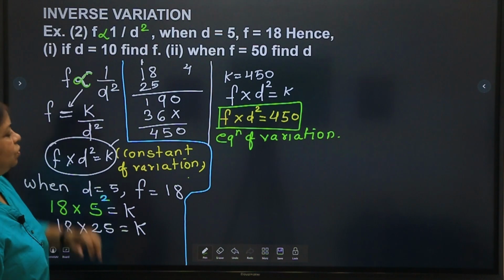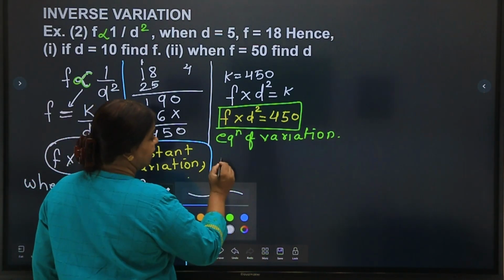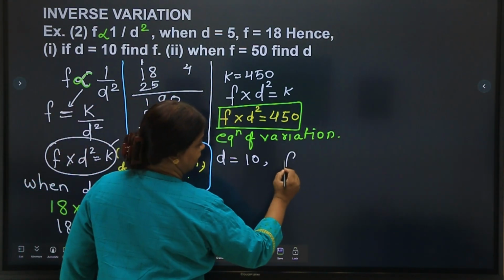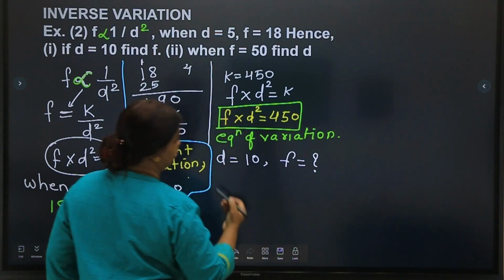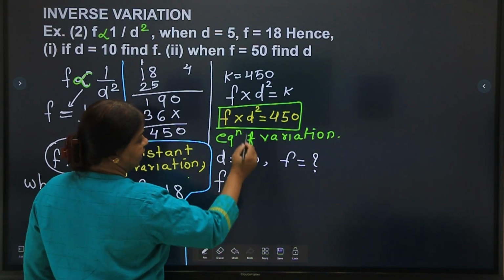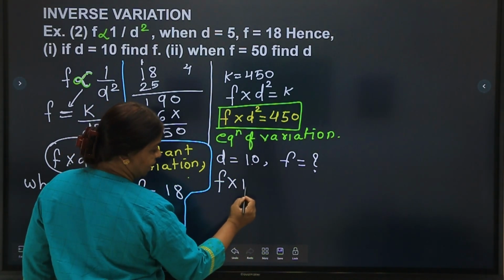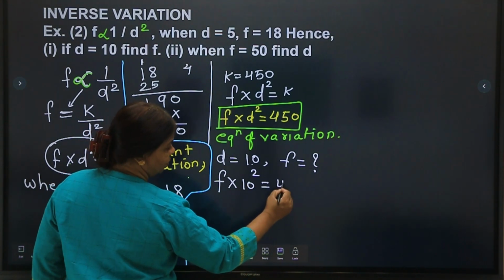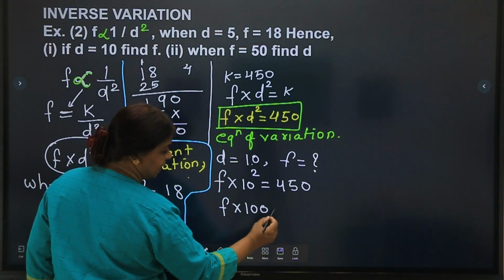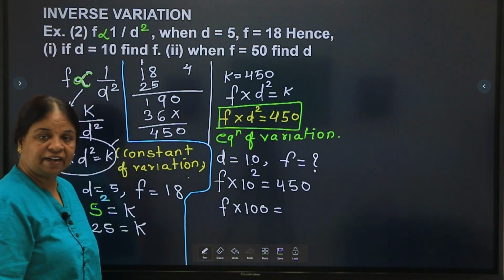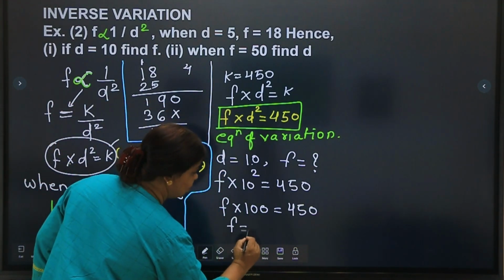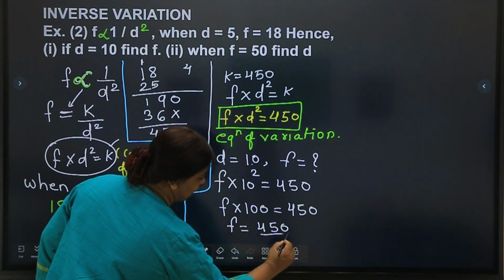Find if D is equal to 10. When D is equal to 10, we need to find F. Okay, let us place in this. F into D square. D square is what? 10 square is equal to 450. So F into 100, D square means 100, 10 into 10 means 100, is equal to 450. So F is equal to 450 upon 100.